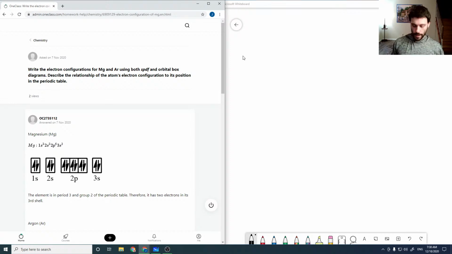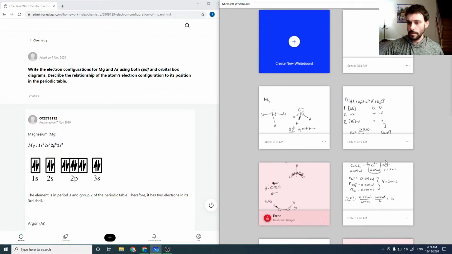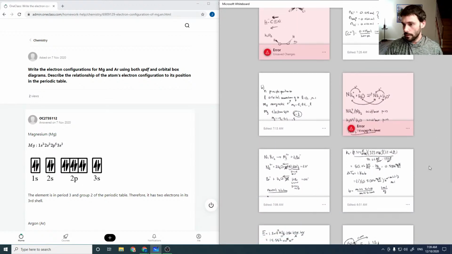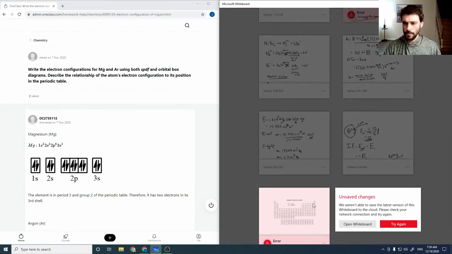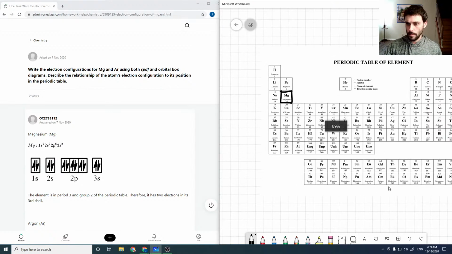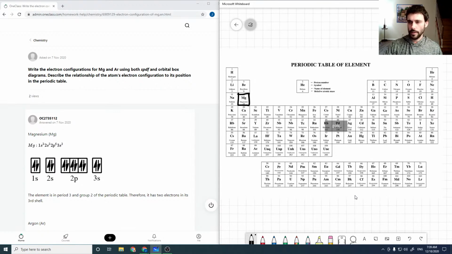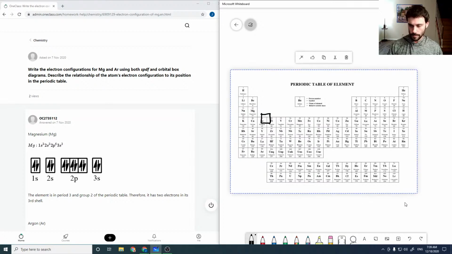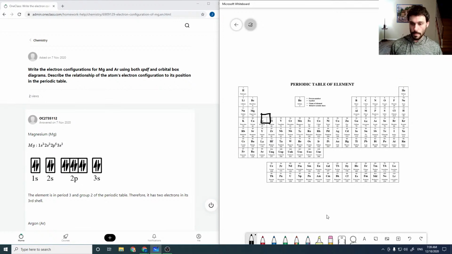Write the electron configurations for magnesium and argon using both SPDF and orbital box diagrams. Okay, actually I wanted to have this here, just so that we can find things. So for magnesium, he's sitting here, and actually I probably shouldn't be continuing to use this periodic table because I forgot my argon is, so there's magnesium, and argon's here. My argon is not H, it's argon.